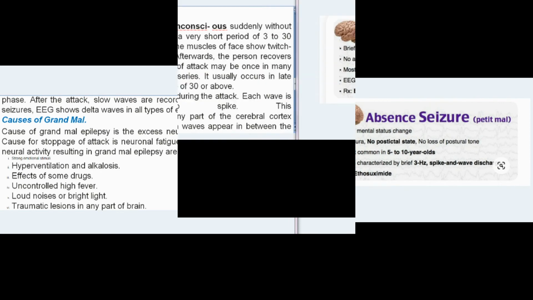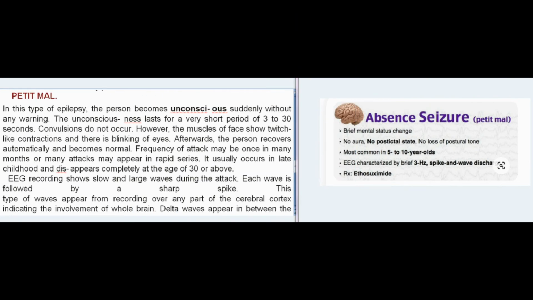Petit mal. In this type of epilepsy, the person becomes unconscious suddenly without any warning. The unconsciousness lasts for a very short period of 3 to 30 seconds. Convulsions do not occur. However, the muscles of face show twitch-like contractions and there is blinking of eyes. Afterwards, the person recovers automatically and becomes normal. Frequency of attack may be once in many months or many attacks may appear in rapid series. It usually occurs in late childhood and disappears completely at the age of 30 or above.